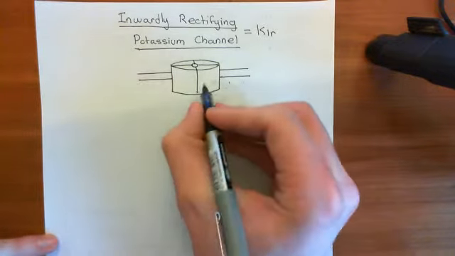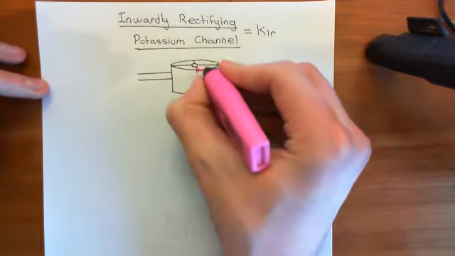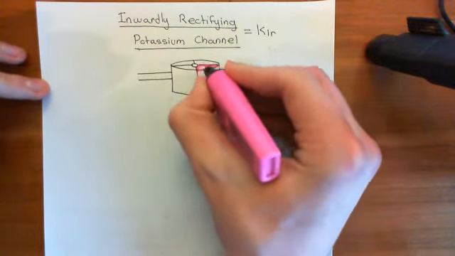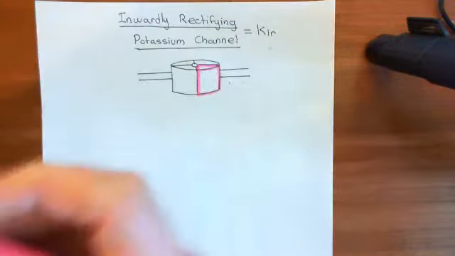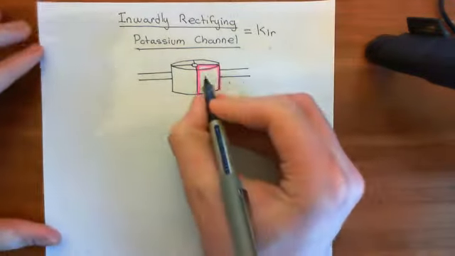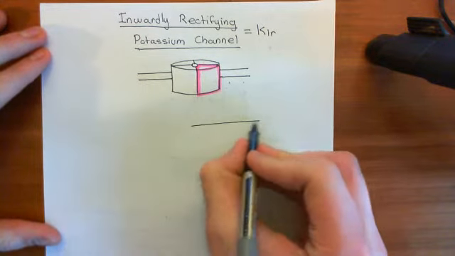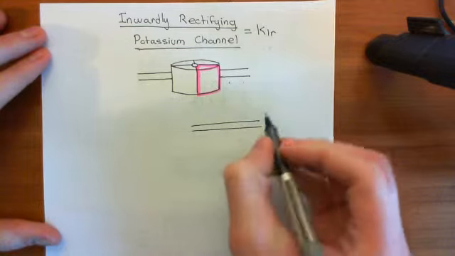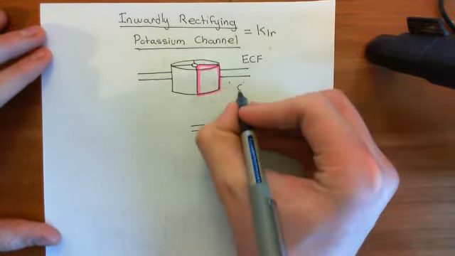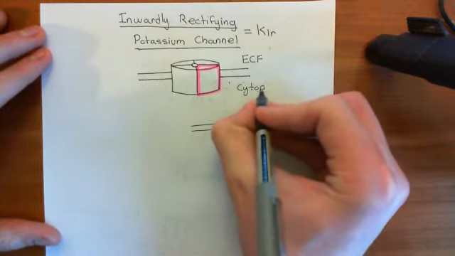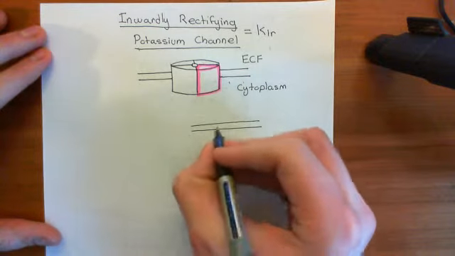Now again, same protocol as for the IP3 receptor. Let's take out one of these subunits of the inwardly rectifying potassium channel and have a look at its membrane spanning topology. So I'm going to pull out this pink subunit and look at its membrane spanning topology. Again, this is the extracellular fluid side of the membrane, and this is the cytoplasm side, and it's the same protocol for this piece of membrane that I'm drawing here.